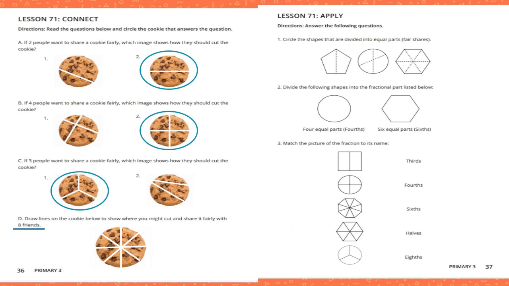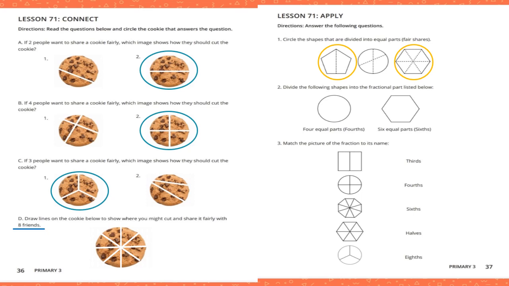Let's go to the apply part. Answer the following questions. Circle the shapes that are divided into equal parts, fair shares. Fair shares means equal parts. So, the first shape here, do I have equal parts? Yes. The second shape, are all parts equal or not? No, they are not equal. The third shape, yes, they are equal parts.